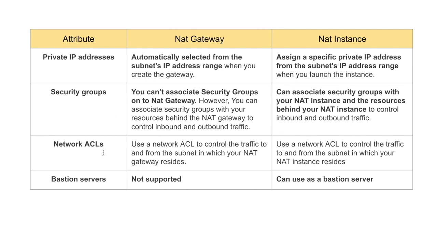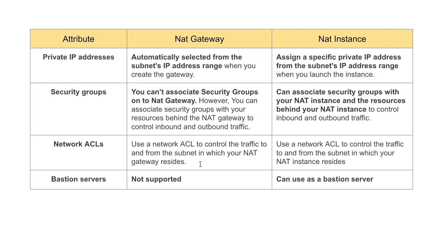And also network access control lists. Yes, you can use NACLs with both because those operate at the subnet level. So you can use it to control traffic for both NAT gateway and NAT instances. Remember, both NAT gateway and NAT instance operate within the subnet. So you can associate a NACL to control the traffic.